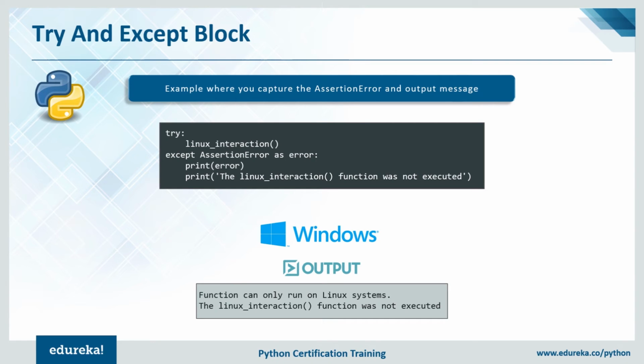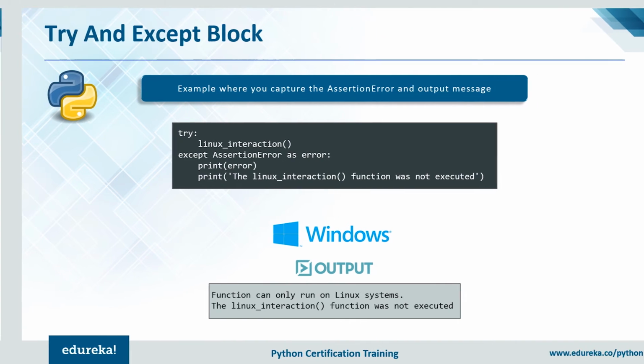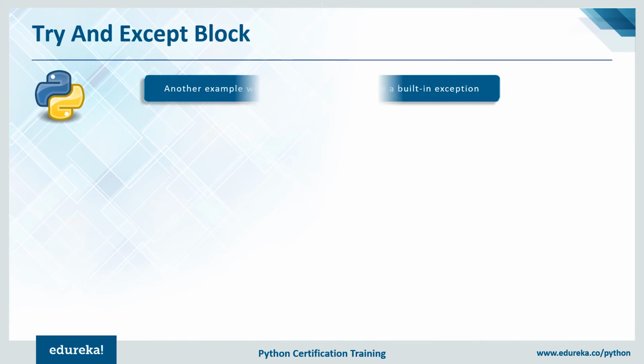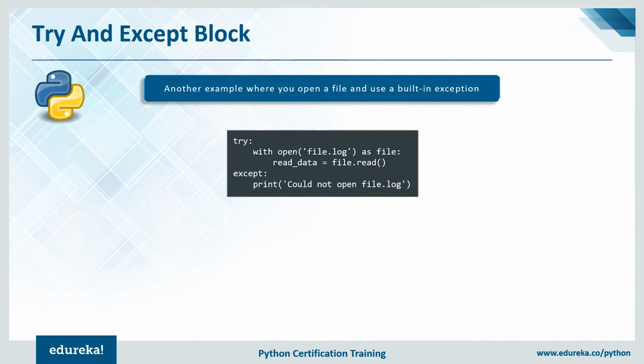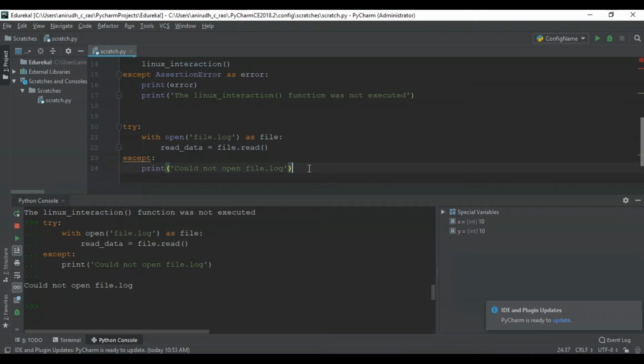Well, in the previous example, we called a function that we wrote ourselves, right? And after that, when we executed the function, we caught the assertion error exception and then we printed it on the screen. Well, I have for you another example where you open a file and use a built-in exception, guys. In fact, let us dive into PyCharm and we can run this and come back and take a look at the output. So guys, I came into PyCharm and I ran that particular piece of code. Why does it say could not open file log?